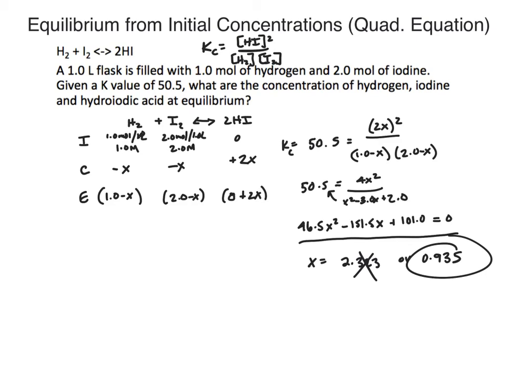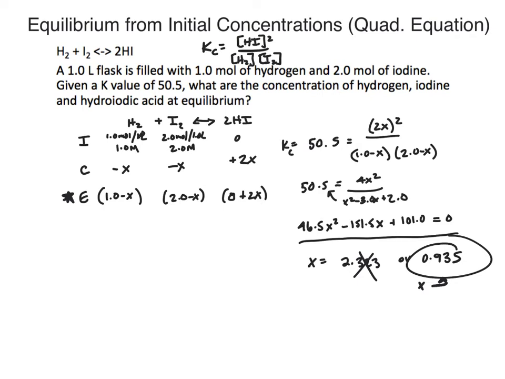Additionally, let's say you got a negative x value. There's not going to be such a thing as a negative concentration, so that would be another value that you knew you could drop off. Okay, so this is my x value for this problem. Now we need to establish the concentrations of all of our iodine and hydrogen and hydriodic acid at equilibrium.